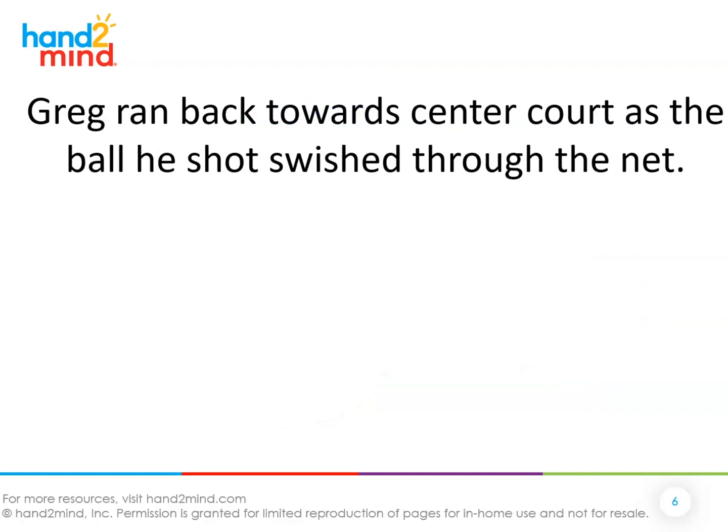Let's look at another sentence. Read the sentence as I read it out loud. Greg ran back towards center court as the ball he shot swished through the net. Do you see an example of onomatopoeia in this sentence? Point to it on the screen.